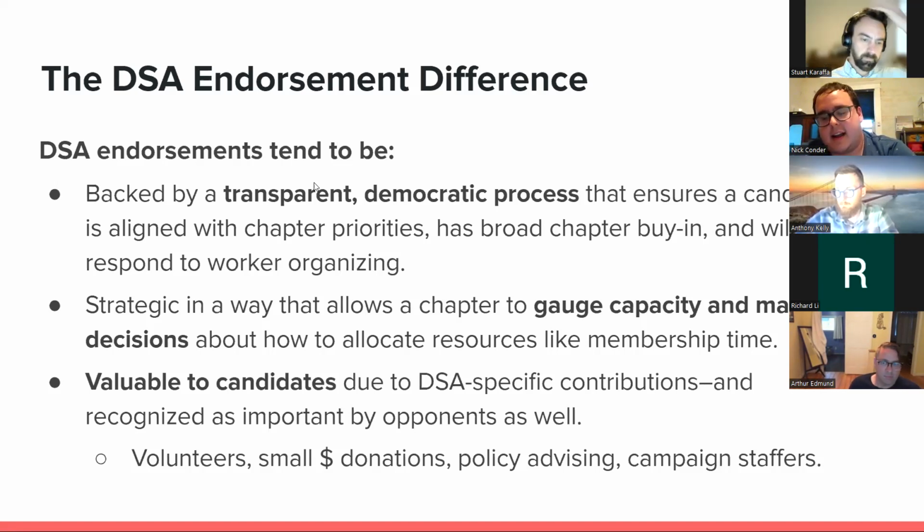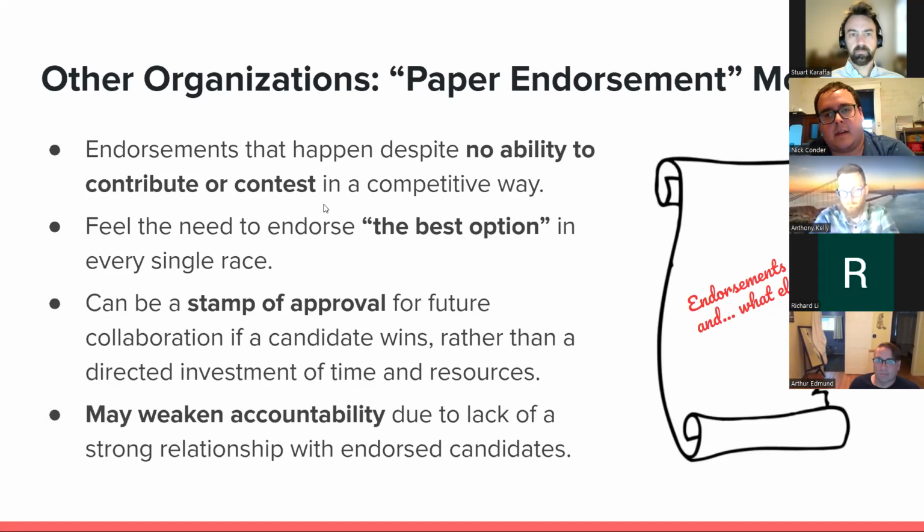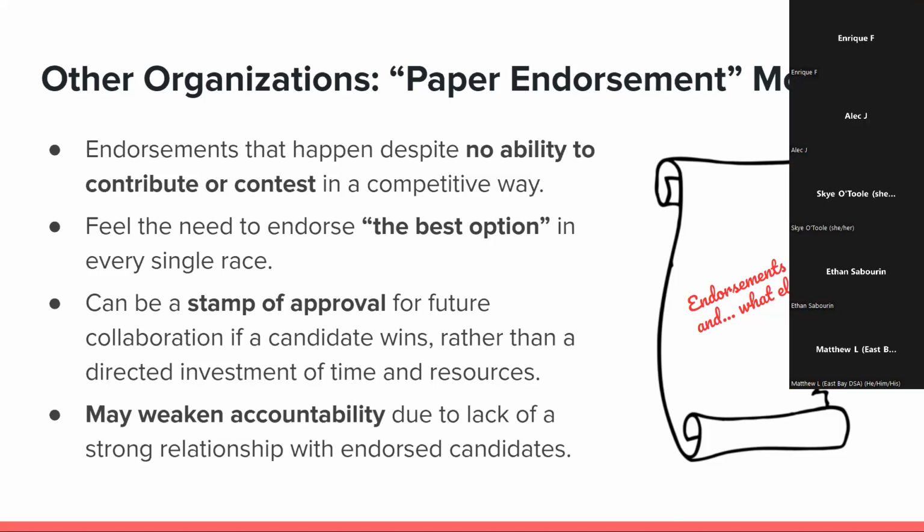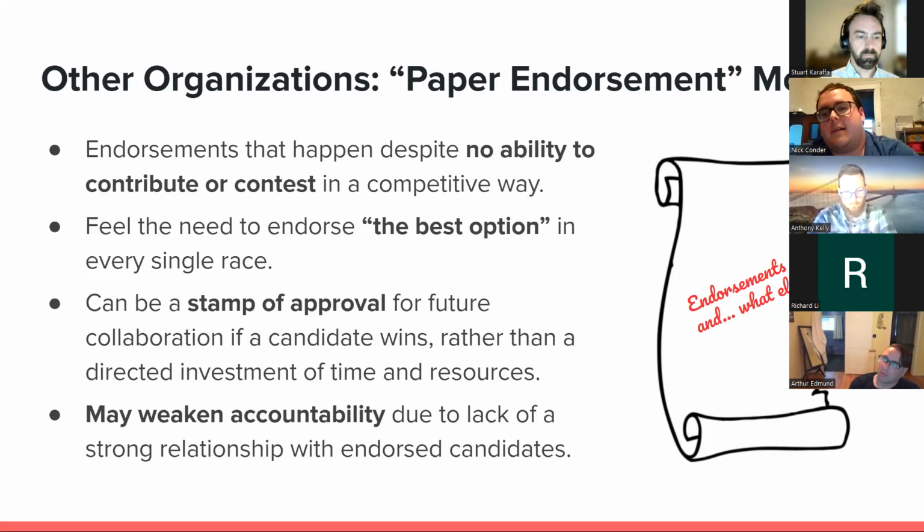So on the next slide, I have a little bit about how other organizations approach it, right? What we in our chapter in Louisville call the paper endorsement. I'm sure this is a phrase that other people use, but we use it a lot. And these are endorsements that happen despite there being no ability to actually contribute or contest in a competitive way. And what I mean by that is a lot of times you'll see people who endorse just because there's this pressure to endorse whoever the best option is in every single race. So there could be two terrible Democrats running for state legislature and a nonprofit will blunder in and just be like, well, we've picked one. And the idea is it's based on access, right?